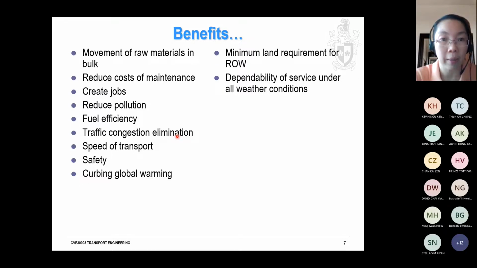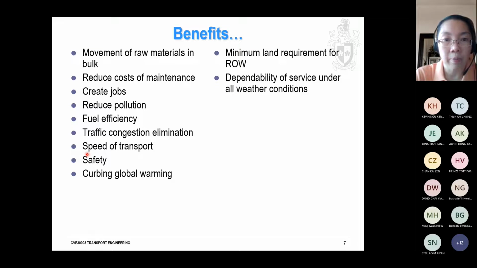And rail system also promotes fuel efficiency and traffic congestion elimination, not just because they have their own track, but also because they can move a lot of people or a lot of passengers at once. So that reduces the need to drive, and therefore it reduces traffic congestion.